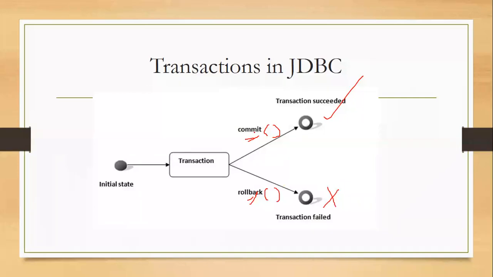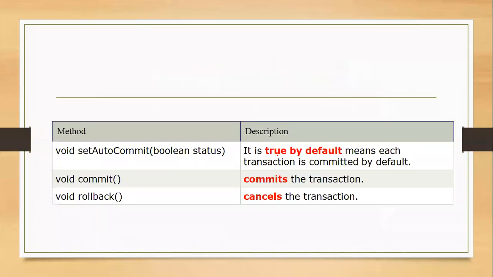Now, before we go into programs using commit and rollback, I'll quickly revise what commit and rollback are. You have done it in your DBMS and your operating system, but so that you still remember things, I'll give you a quick recap. These are the three methods in transaction management in Java.